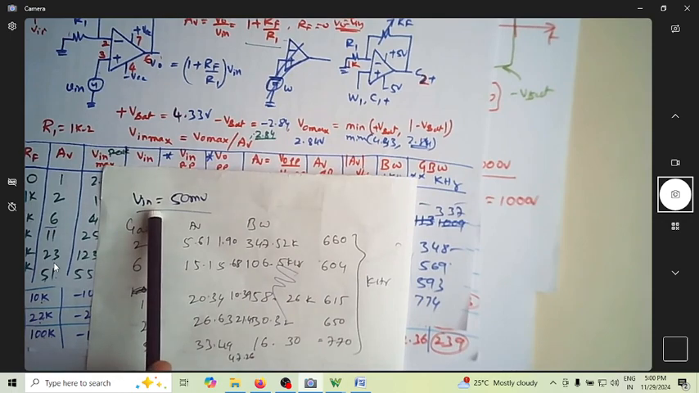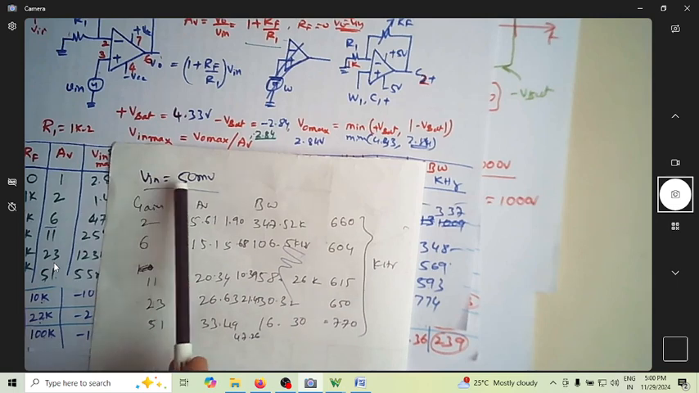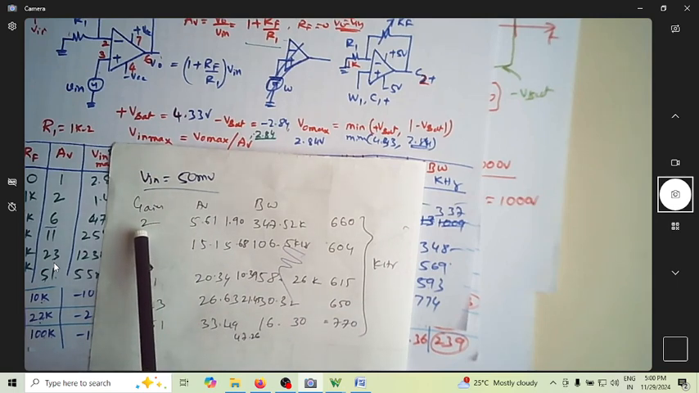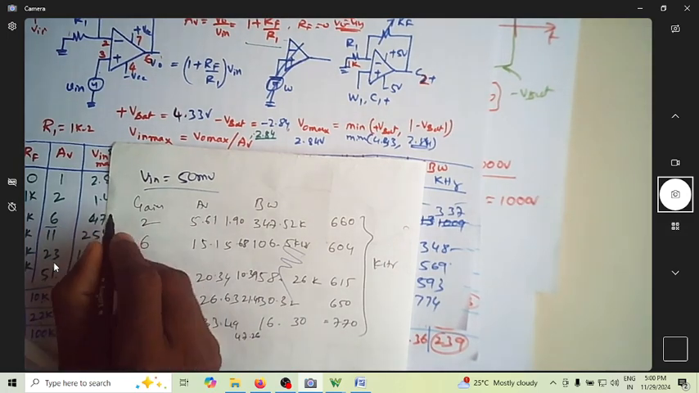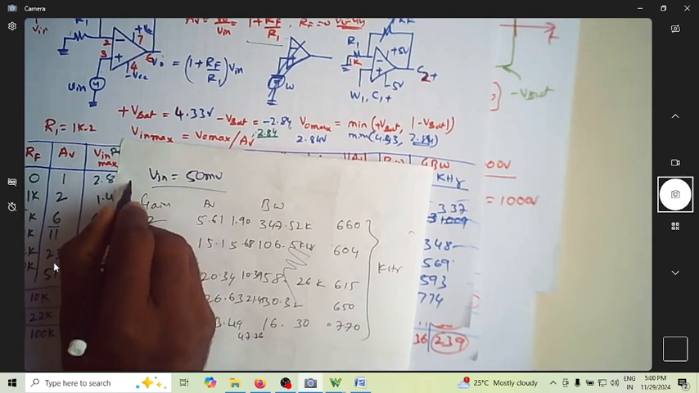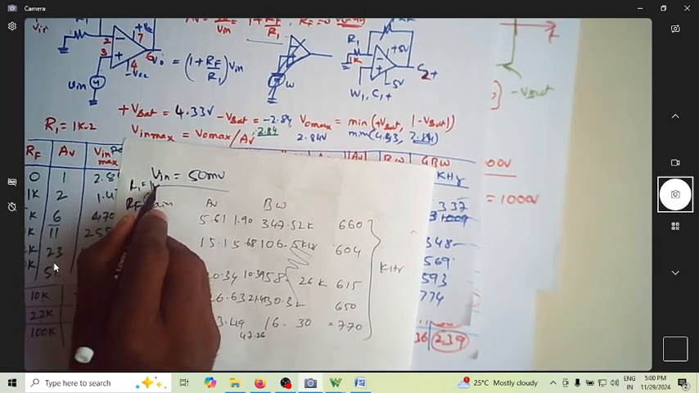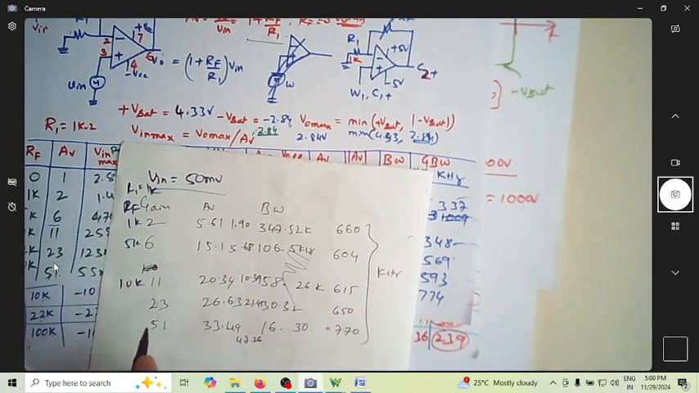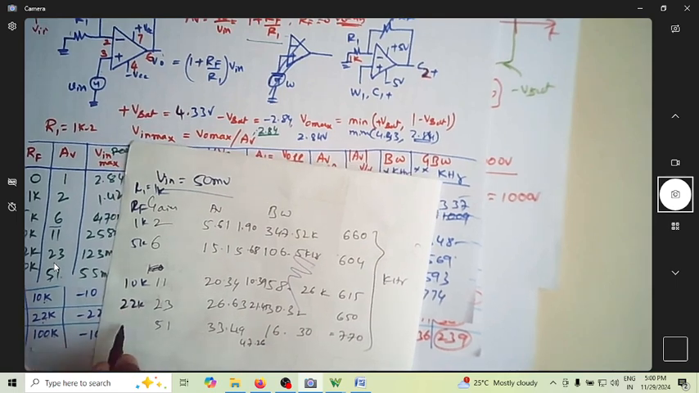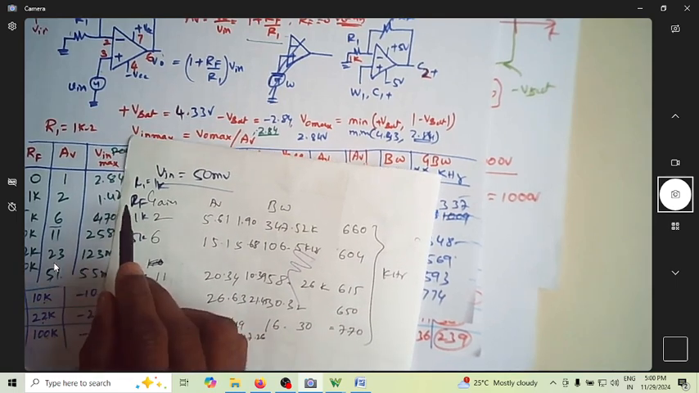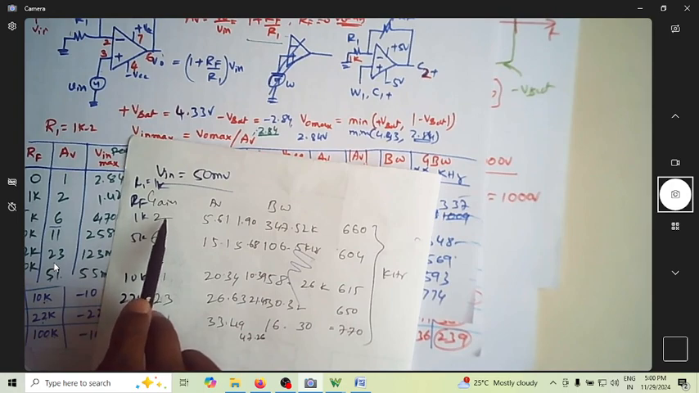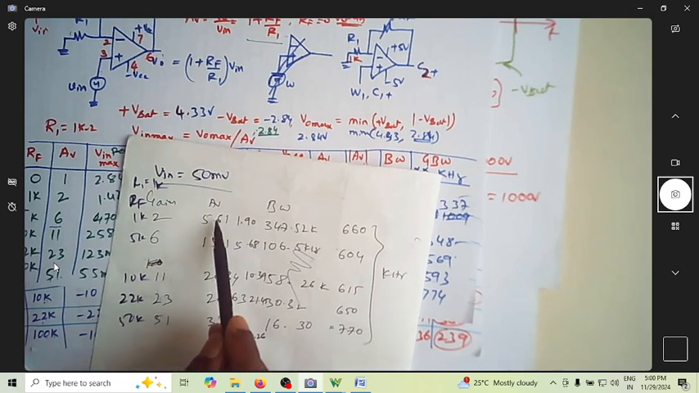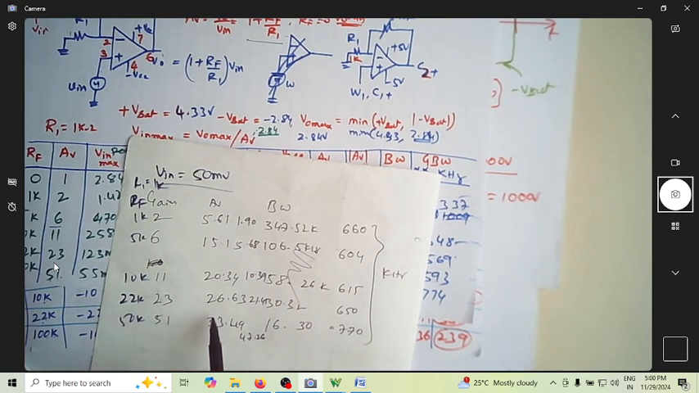The input was not kept too large. With the input kept at 50 millivolt, I started with the values of RF. Since R1 is equal to 1K, RF was 1K, 5K, 10K, 22K, and 50K. For these values of RF, these are the theoretical gains, and these are the gains that I obtained.